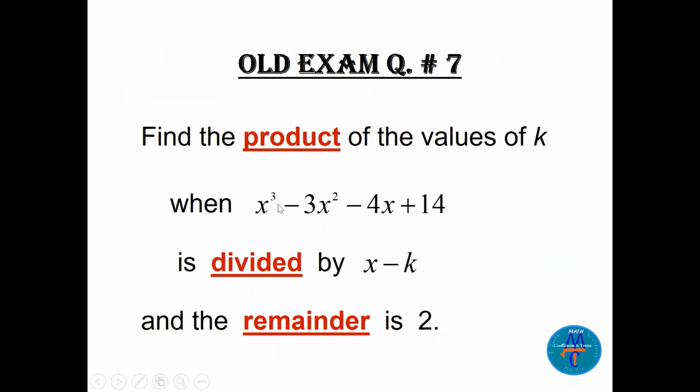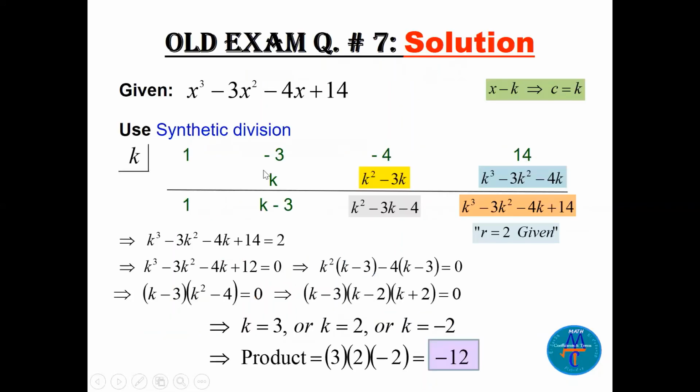Question number 7, find the product of the values of k if we divide this polynomial function by x minus k. See, this is the divisor here, x minus k. So on the chair, I put k, and the remainder is 2. So I put here the synthetic division. 1 is the coefficient, and then x squared, minus 3, and then minus 4, and then 14. Then on the chair here, I put k, c is equal to k.